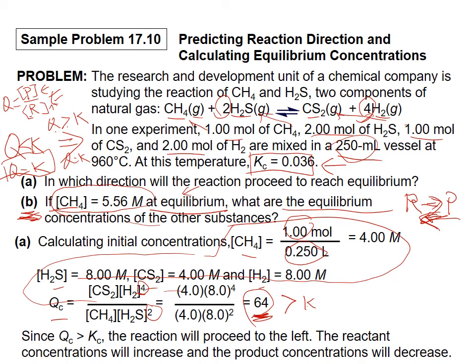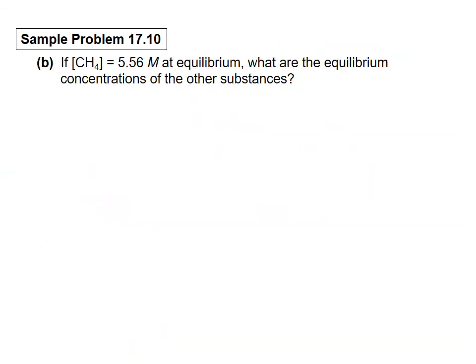You need to assume the change is X, and then using this information, and the Kc, which is 0.036, we can solve for X, the unknown, and then calculate the equilibrium concentrations. So please pause the video, try it, and see if you can calculate the equilibrium concentrations. Here is how we do it.